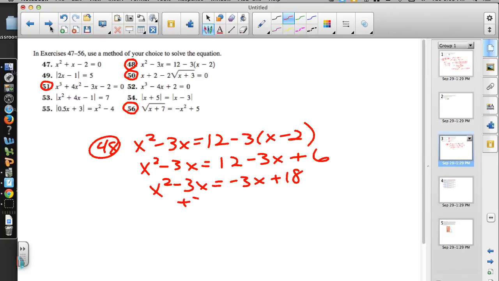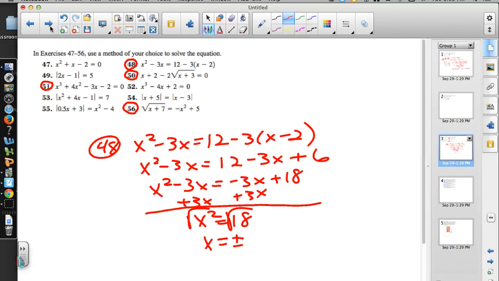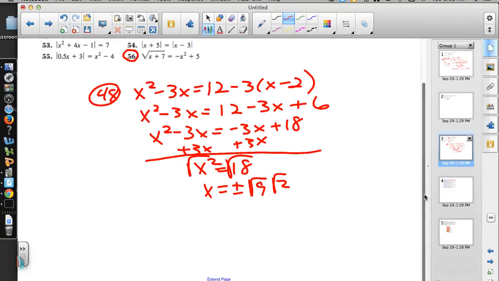Well, if we add 3x to both sides, those are going to drop out, and we will get x squared equals 18. So our answer will be the square root of x squared, which is a positive and negative, but we can simplify the square root of 18 and make that the square root of 9 times the square root of 2. So plus or minus 3 square roots of 2 as an exact answer.